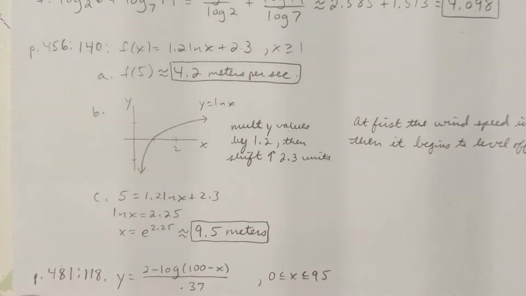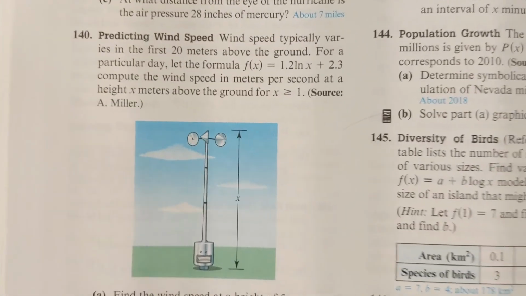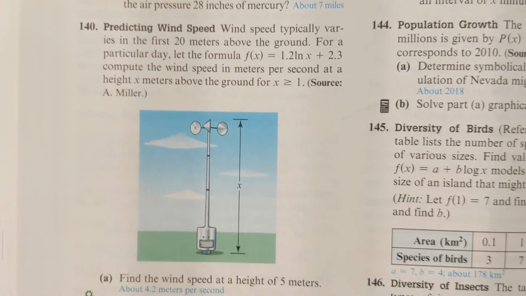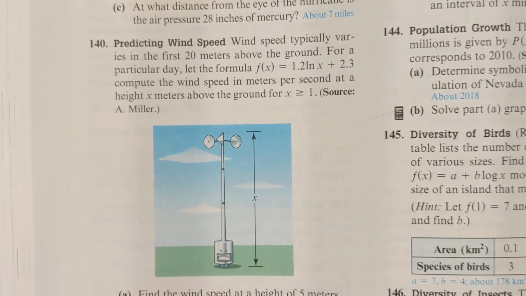I just wanted to go through two problems that I thought were some good application problems that are in the book next. So the first one that I wanted us to look at is on page 456, problem 140. I've got that right here. And so it says predicting wind speed. Wind speed typically varies in the first 20 meters above the ground.